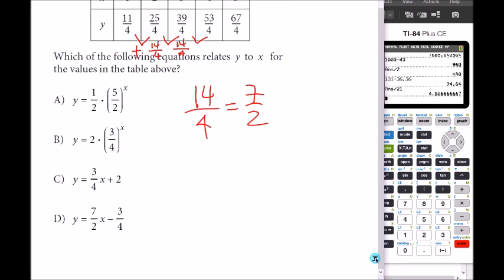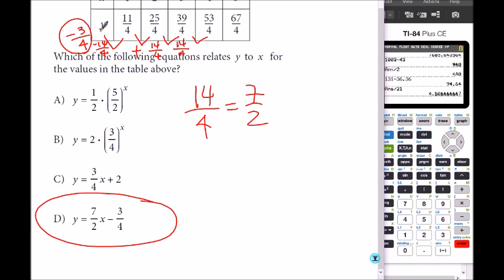So it has to be D, right? And if you subtract 14 over 4, it's negative 3 over 4 for the y-intercept, when x is 0. So that's right, D.